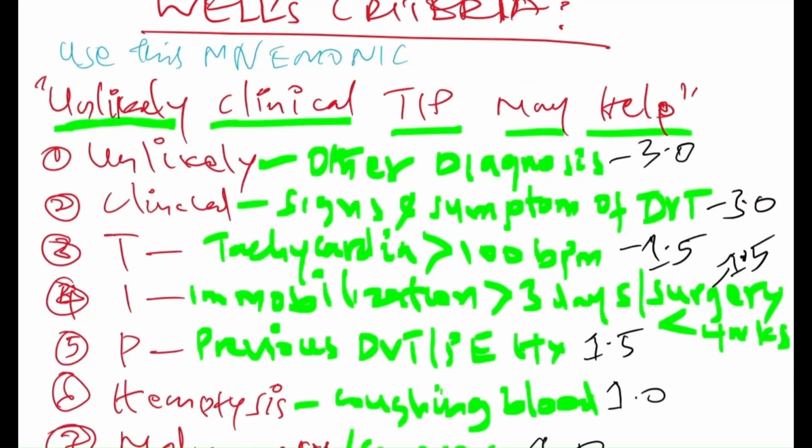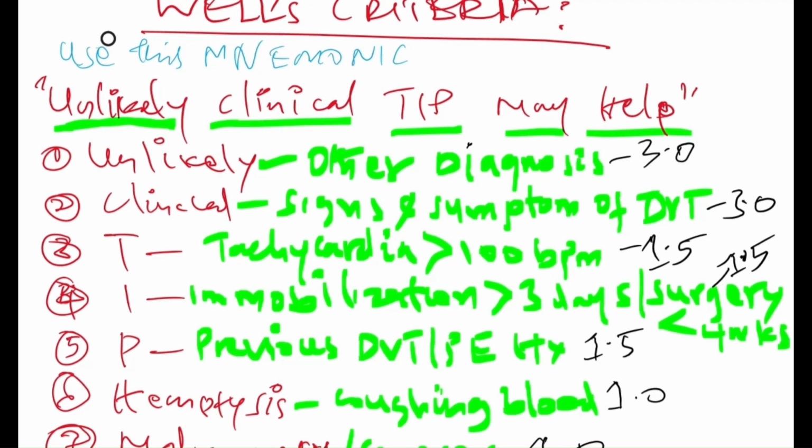Let's discuss the components of Wells criteria. We'll use the mnemonic "Unlikely Clinical TIP MAY help," where "unlikely" refers to other diagnoses that resemble pulmonary embolism being less likely, and we will score it at 3. Then we have clinical signs and symptoms, especially the signs and symptoms of deep vein thrombosis, and if the patient has any, we award that patient 3.